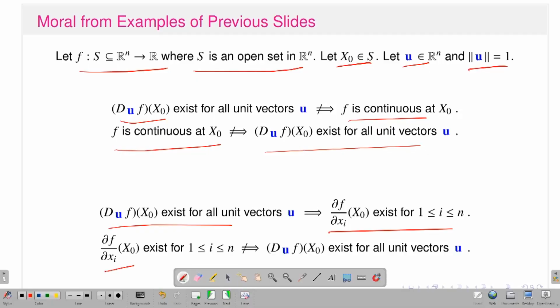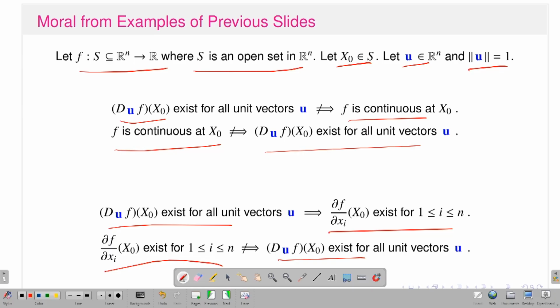So, it is not possible. This I already discussed. If the directional derivative of f at the point x naught in any direction exists, in particular it will exist in the coordinate axis direction. So, therefore, the partial derivative exists. However, the existence of partial derivatives will not imply the existence of directional derivatives in any direction. So, that is what the last example says.